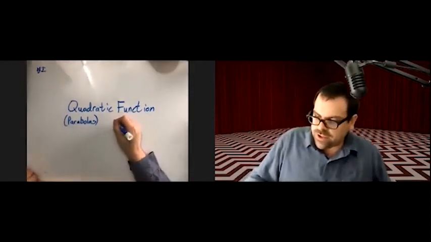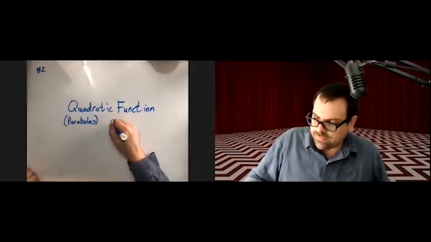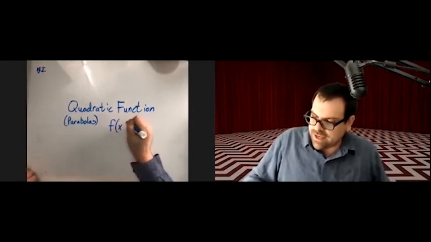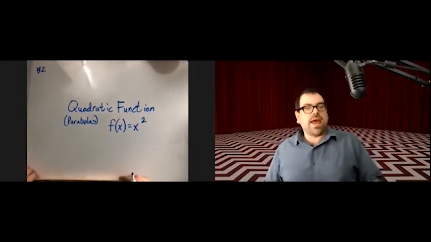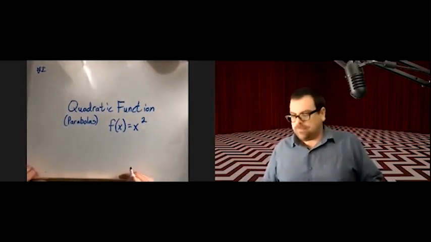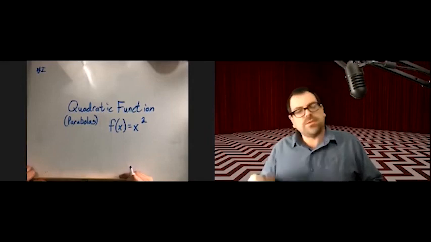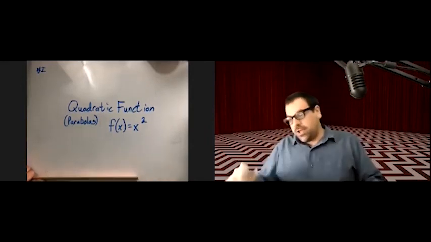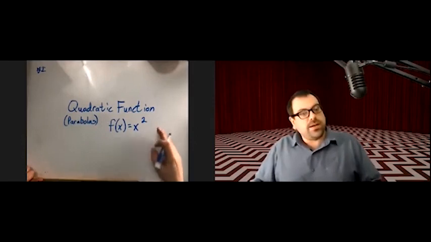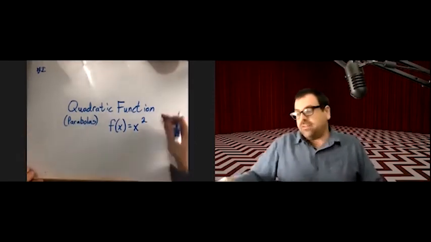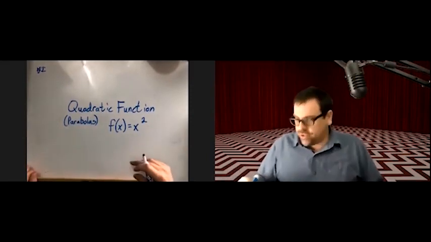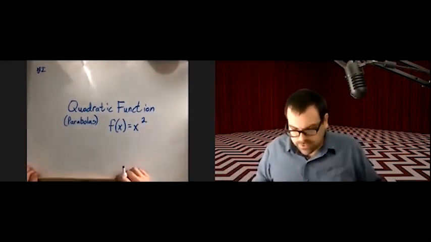The parent function here is going to be f of x equals x squared. So y equals x squared. Our inputs get squared, and we'll get our outputs. Quadratic functions are squaring functions. The x is squared.